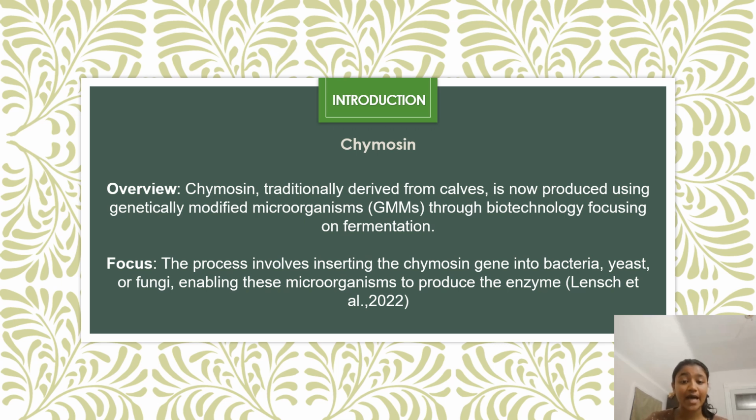Chymosin is actually derived from cows, but it can also be produced using genetically modified microorganisms through biotechnology, mainly focusing on fermentation. The process involves inserting the chymosin gene into microorganisms like bacteria, yeast, or fungi. That enables these microorganisms to produce the enzyme.